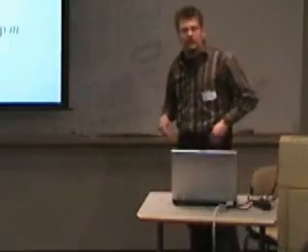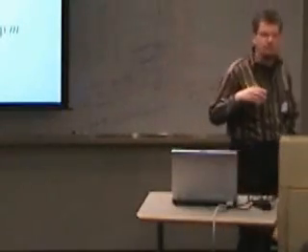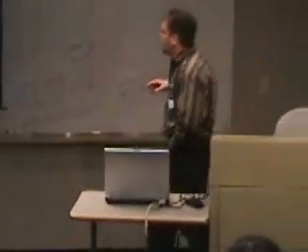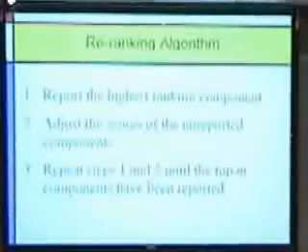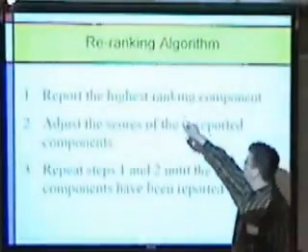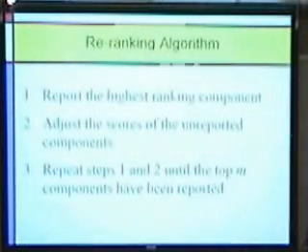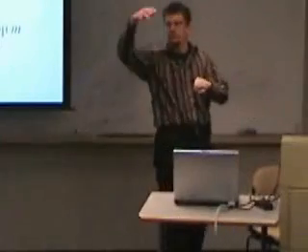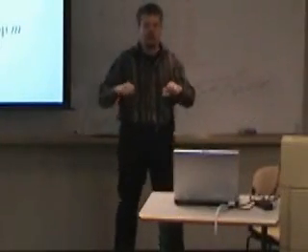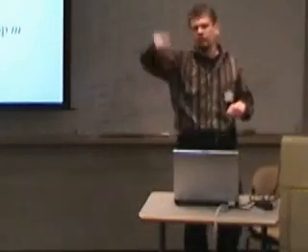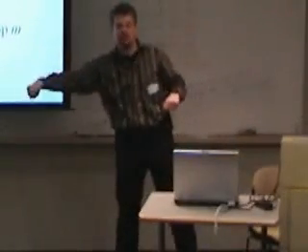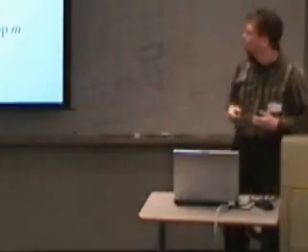So to go back to the re-ranking algorithm, we basically have a priority queue ordered by score. We're going to report the highest ranking component and pull it out, and we're going to walk up and down the tree. As we encounter nodes up and down the tree, you find them in the priority queue, pull them out, adjust their score, put them back somewhere else in the priority queue, and repeat this over and over again.